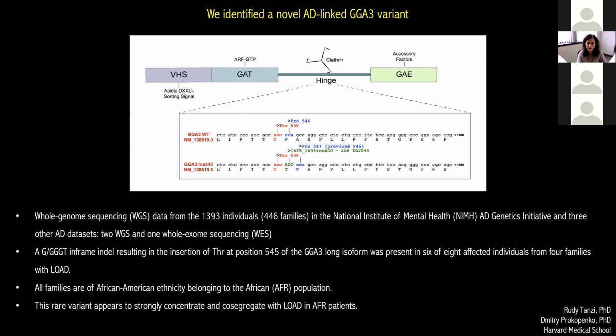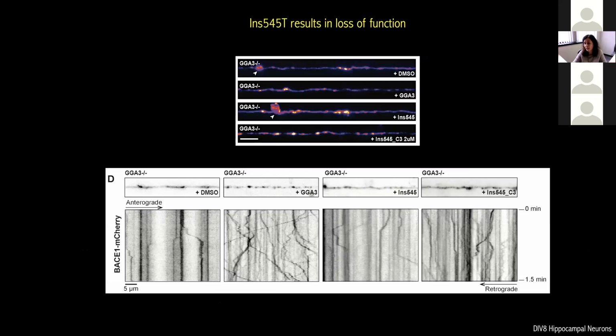Once we identified this variant, we decided to check if this variant was able to rescue the phenotypes that we observe in Gga3 knockout neurons, as the wild type Gga3 does. And actually, by overexpressing, reintroducing insertion 545 in the knockout condition, we weren't able to rescue the swelling phenotype or to maintain a proper trafficking of BACE. Only the reintroduction of the Gga3 wild type, or the reintroduction of the insertion 545 and a BACE inhibitor, was able to rescue the status of BACE1 trafficking and swelling back to normal.